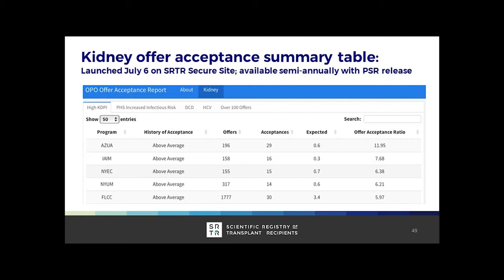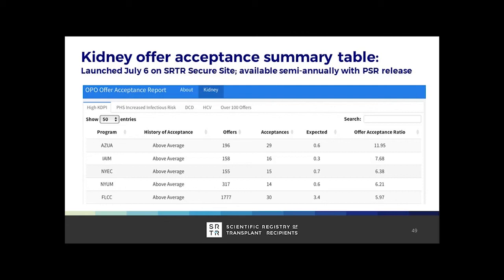So the different tabs here currently available, we have the high KDPI, we have PHS increased infectious risk donors, the DCD donors, the HCV positive donors, and then those donors that have already gone through 100 offers, so the over 100 offers. We have a listing there showing you which programs take a lot of those types of donors. So we've heard positive feedback about this tool, that OPOs have enjoyed being able to see the different programs in context of one another and their recent history with accepting these types of offers.